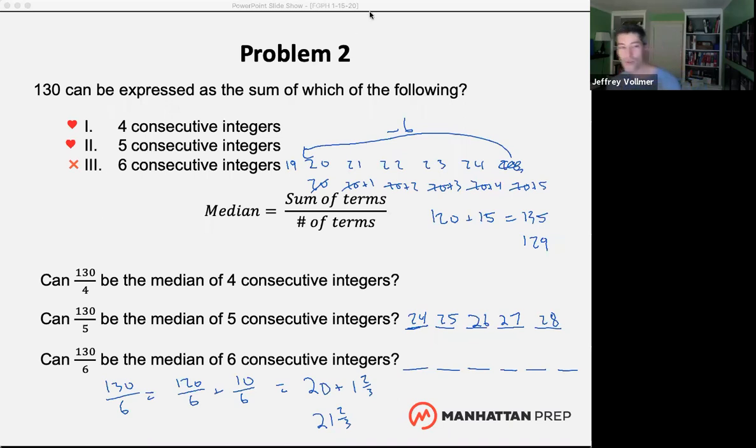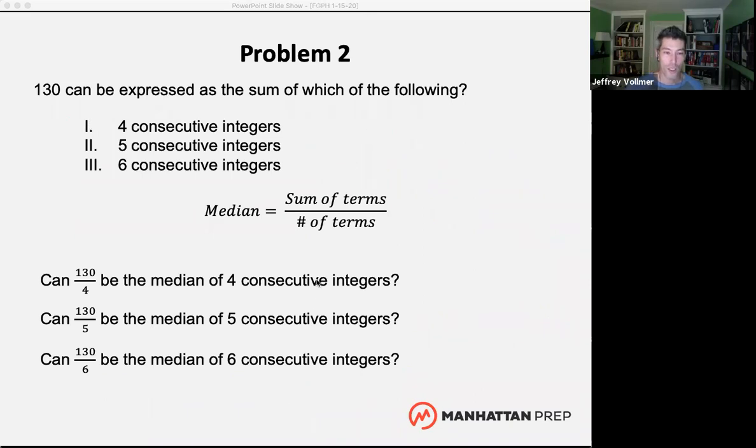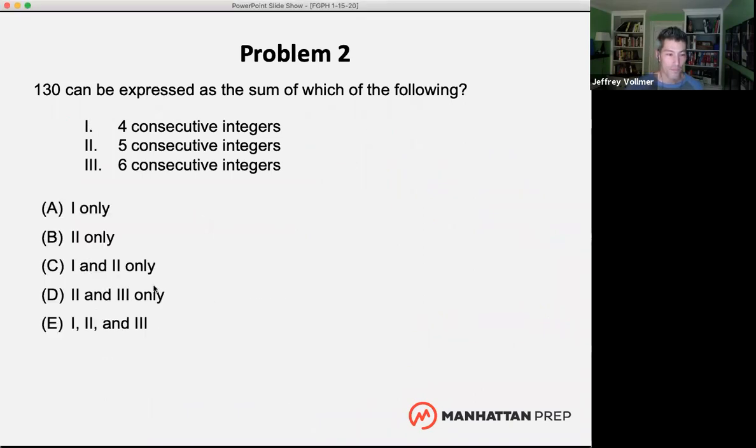Roman numerals 1 and 2 do. Roman numeral 3 does not. I have to clear the screen here. But remember, 1 and 2 were good. 3 was not. 1 and 2 only. And we'll go with answer C here.